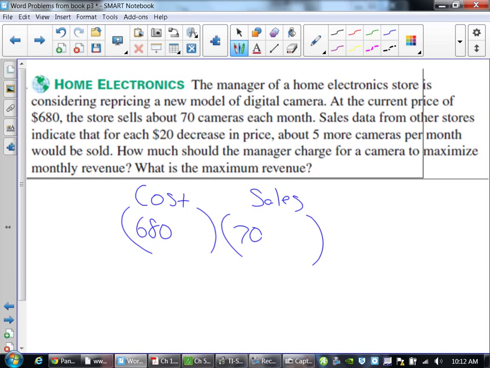So now the next part is the decrease in cost. It says for every $20 decrease in cost, it would be minus 20x, and it's minus because it's a decrease. The value of x means if x is 1, you're decreasing it by 20, if 2, it's 40, 3, it's 60, and so on. That's what that means. And then it says sales go up by 5.